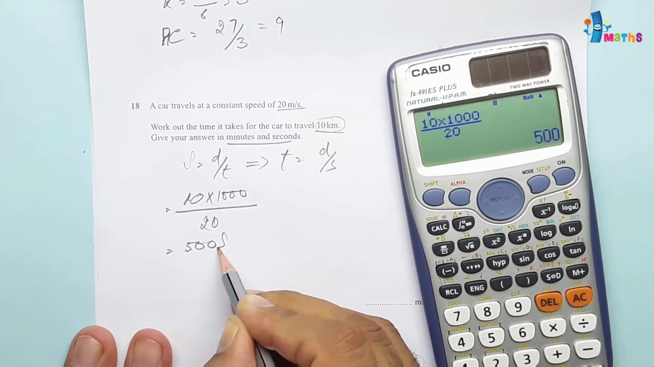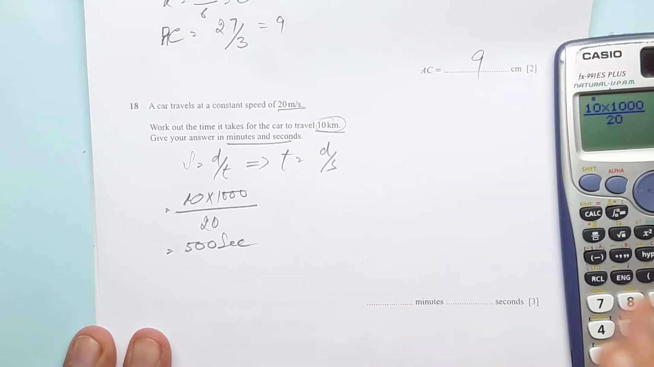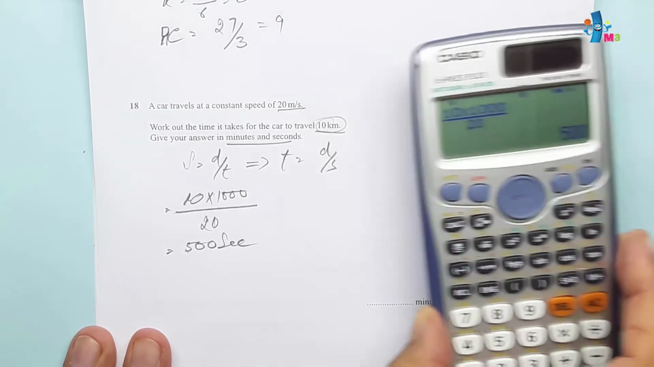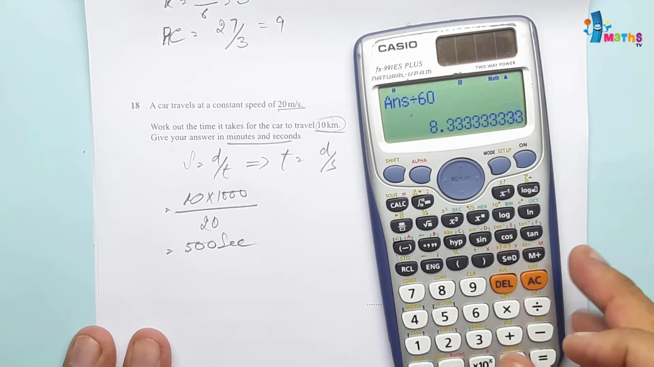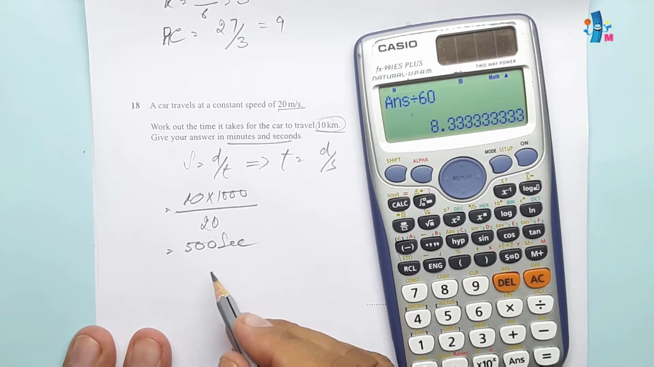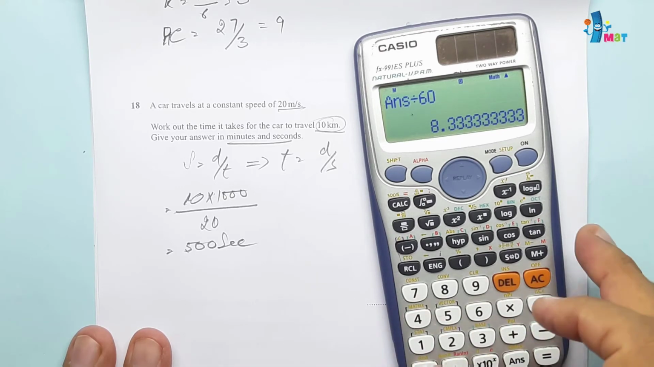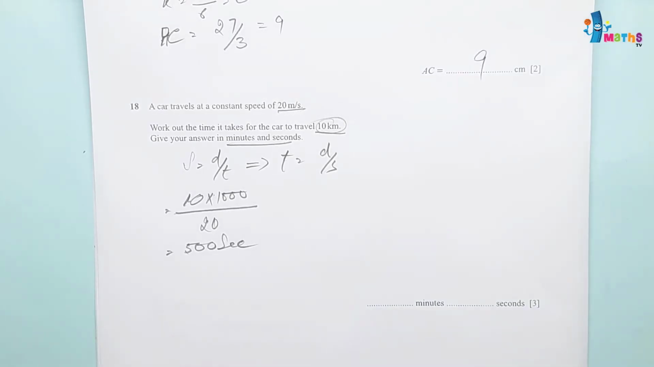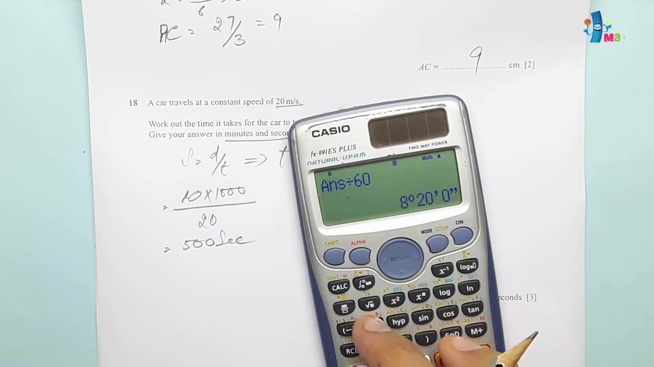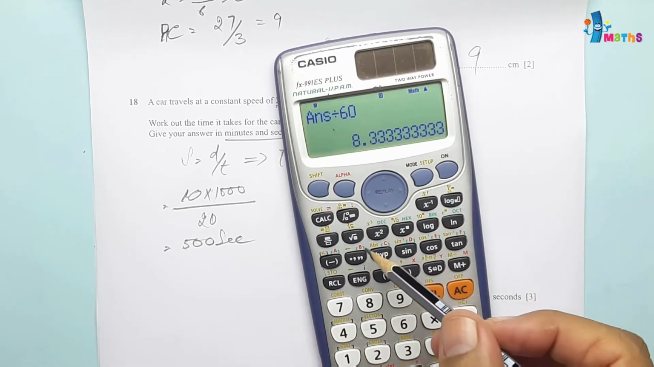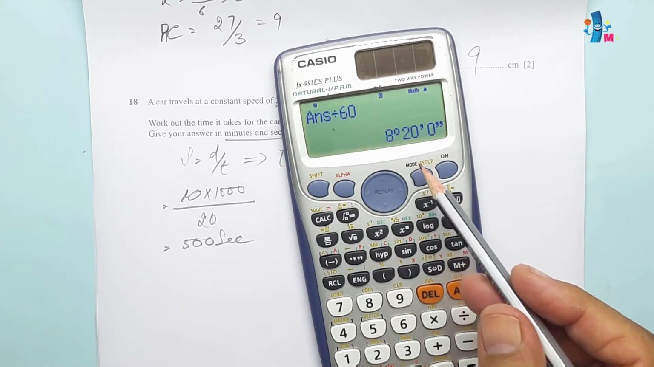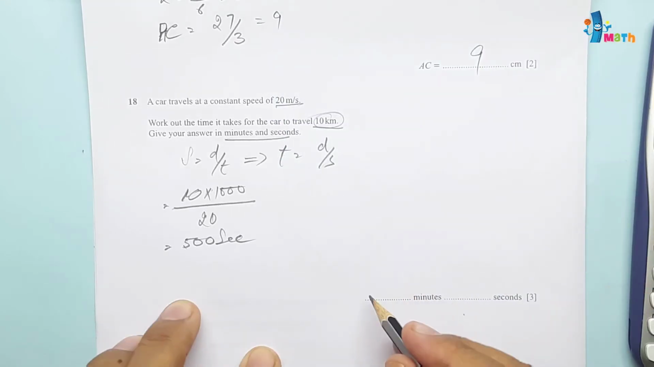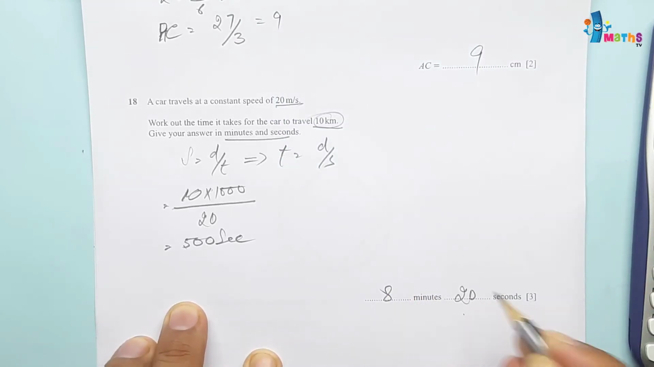So this answer is in seconds, which we have to convert to minutes and seconds. So if we divide by 60, this will give 8.33. So 8.33 means this will be 8 minutes and 20 seconds. This is 8.33. We will just press this time button and we'll get 8 minutes 20 seconds, and our answer will be here, 8 minutes 20 seconds.